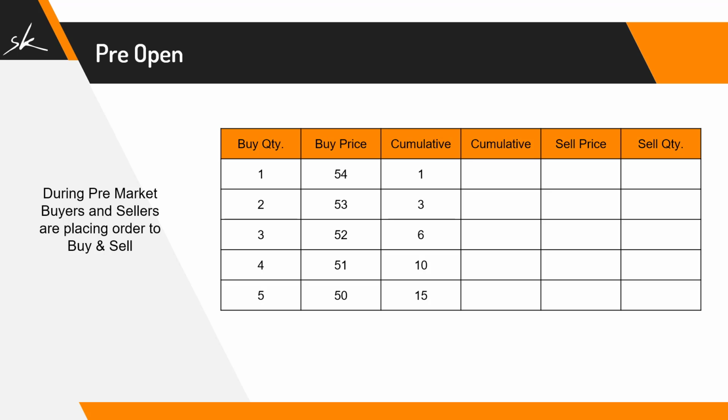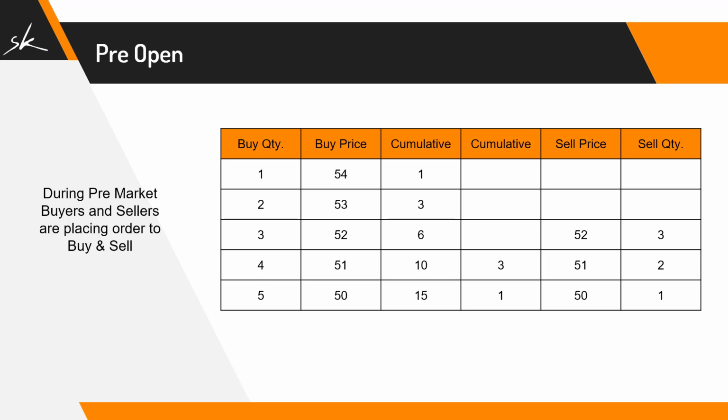Similarly, we'll also be having sellers on the sell side. The very first seller says I want to sell 1 share at 50 rupees, which makes my cumulative as 1. The next seller says I want to sell 2 shares at 51. Therefore, the person who is at 50 will be happy selling at an expensive price, which will make my cumulative at 51 as 3.